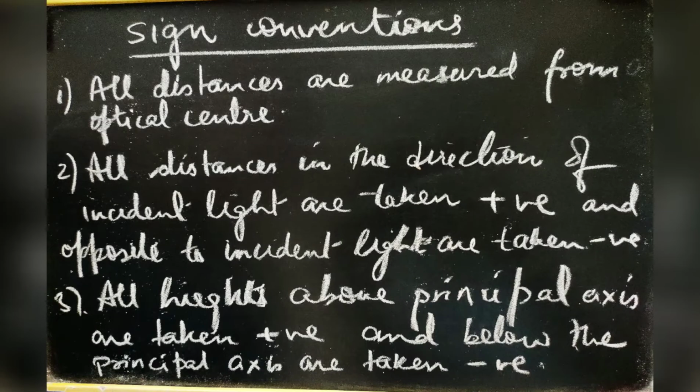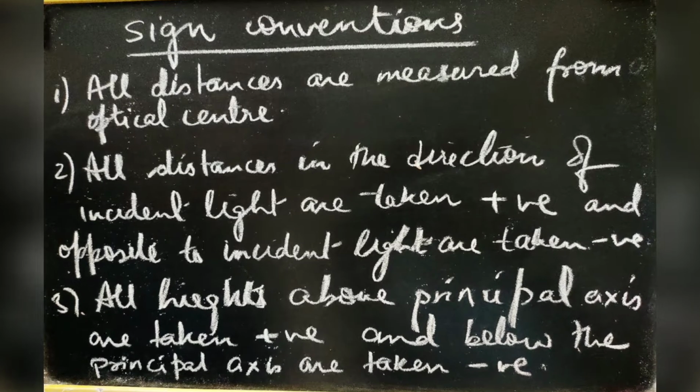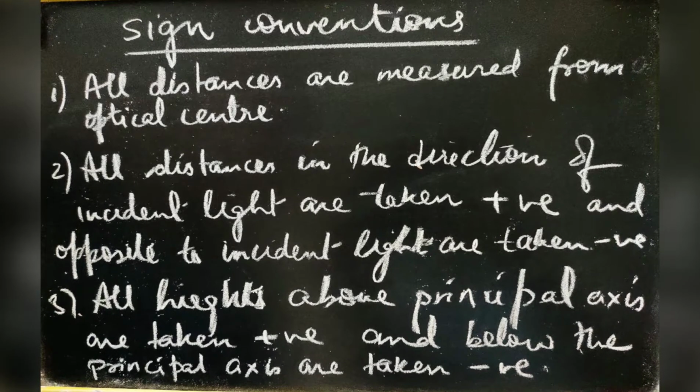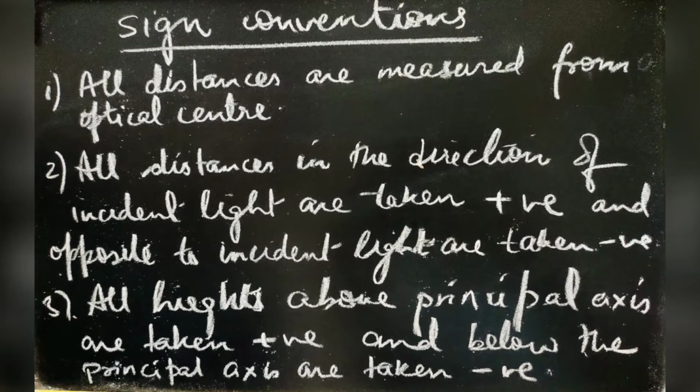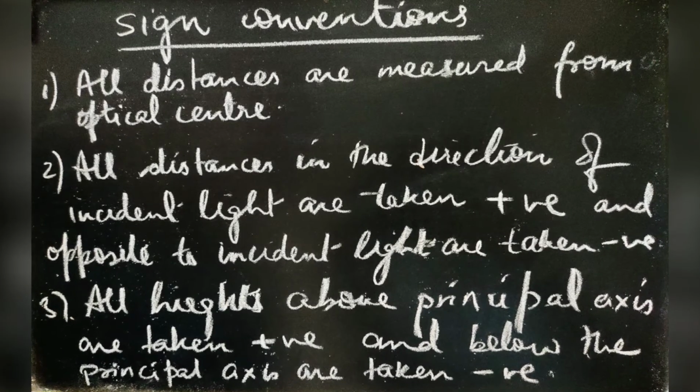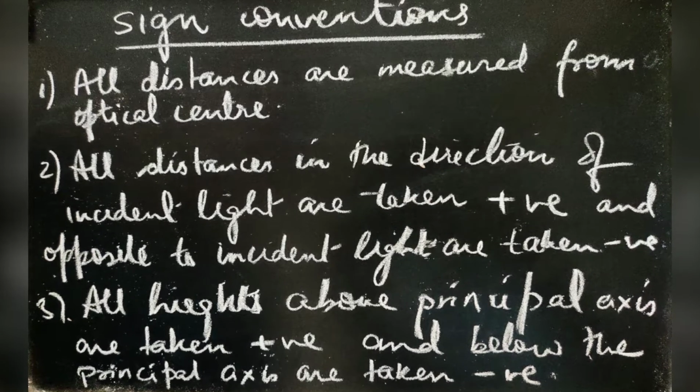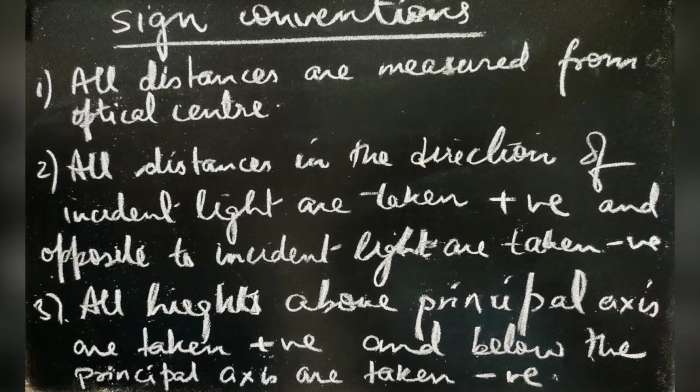So these are the points discussed in sign conventions. First, all distances are measured from the optical center. Second, all distances in the direction of incident light are taken positive, and distances opposite to the direction of incident light are taken negative. Third, all heights above the principal axis are taken positive, and below the principal axis all the heights are taken negative.